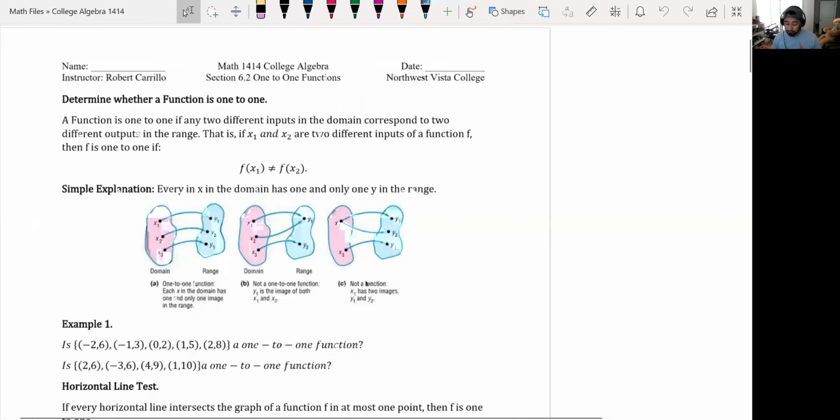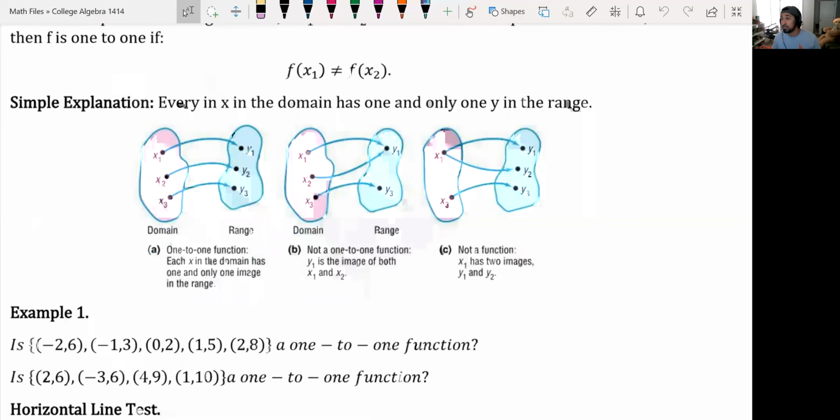And down below, we'll look at the globs and see what a one-to-one function is, what a function is, and what not a function is. So A, the two globs here, represent a one-to-one function. x1 goes to y1, x2 goes to y2, x3 goes to y3. Every single x has its own separate y value. So this is what we're focusing on today.